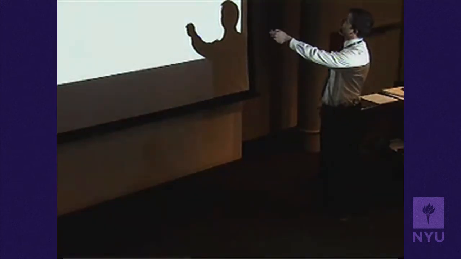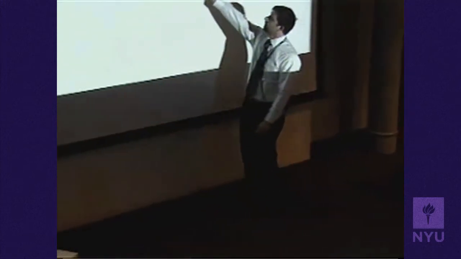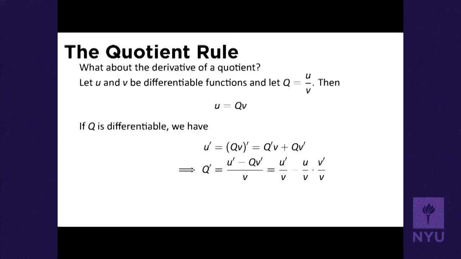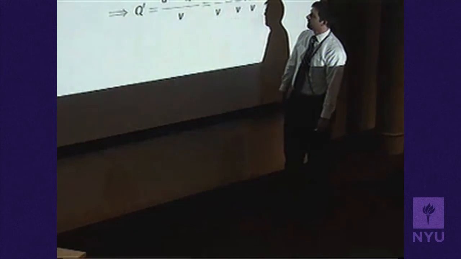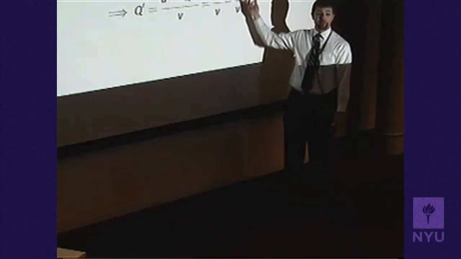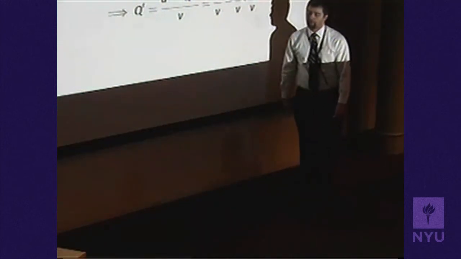Well, I wanted to find the derivative of q. Here is the derivative of q, so let me solve this equation with q prime on one side. If I do that, I would have to take the q v prime, move it over to the left-hand side, and then divide by the factor on q prime, which would be v. Right? That would tell me that q prime is u prime minus q v prime, divided by v, which is kind of nasty, but you can write it another way as u prime divided by v minus u divided by v, that's q, times v prime divided by v.